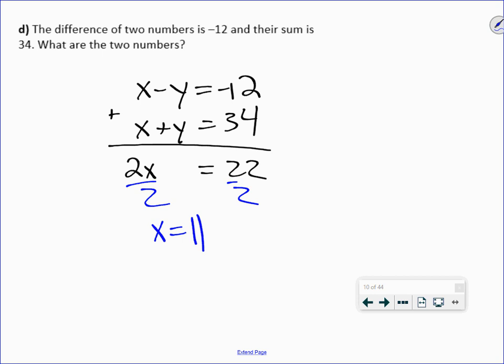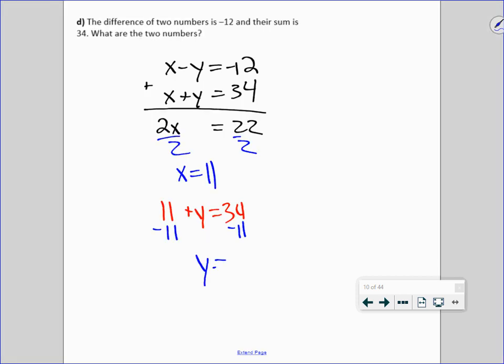Then to find the other number, I'll just plug in. So the second equation says x plus y equals 34. So I'll just subtract 11 from both sides, and I'll get y equals 23. And so my two numbers are 11 and 23.